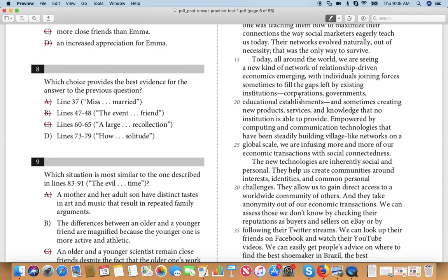Yeah, I want to stop here for a minute and take a look at that word institution. That's going to pop up quite a bit in this passage. Do you know what an institution is? Do you know what that means?